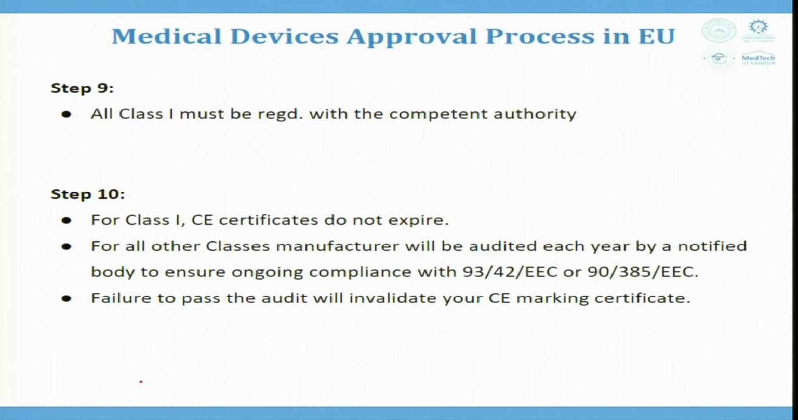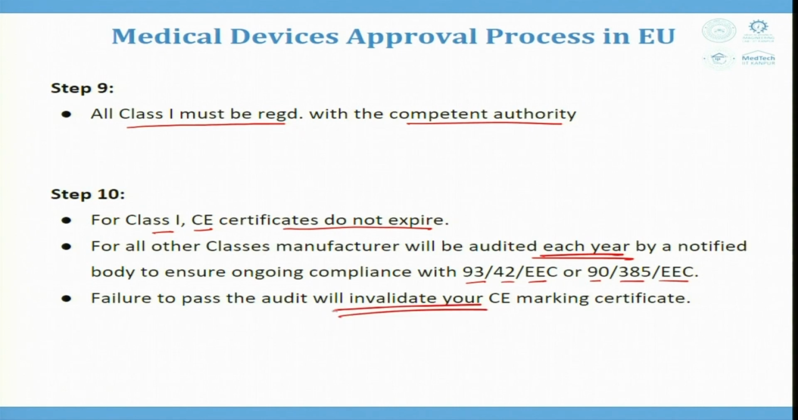Step 9 is all class 1 devices should be registered with competent authorities, and step 10 is for class 1, CE certificates do not expire. For all other classes, the manufacturer will be audited each year by a notified body to ensure ongoing compliance with 93/42/EEC or 90/385/EEC. Failure to pass the audit will invalidate your CE marking certificate.